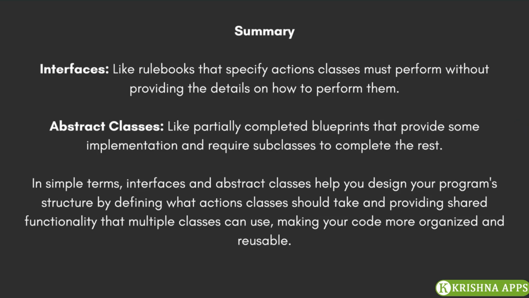In summary, interfaces are like rule books that specify actions classes must perform without providing the details on how to perform them. Abstract classes are like partially completed blueprints that provide some implementation and require subclasses to complete the rest. Simply put, interfaces and abstract classes help you design your program structure by defining what actions classes should take and providing shared functionality that multiple classes can use, making your code more organized and reusable.